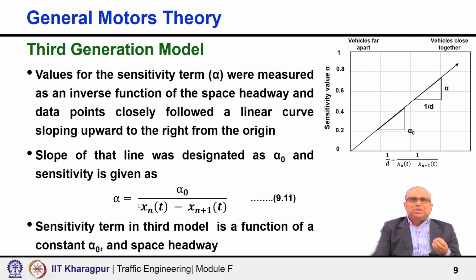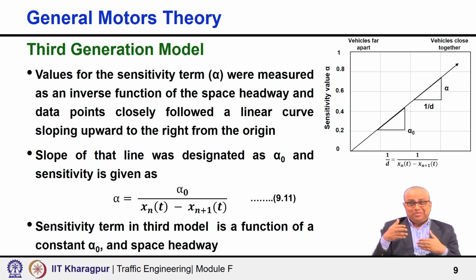and the sensitivity was expressed like this: alpha equal to alpha 0, a constant value, divided by x n t minus x n plus 1 t. So, what was earlier alpha in the first generation model, in the second generation model was taken as alpha 1 and alpha 2, two values, and in the third generation, it was alpha 0 divided by the space headway, or the distance headway, right.